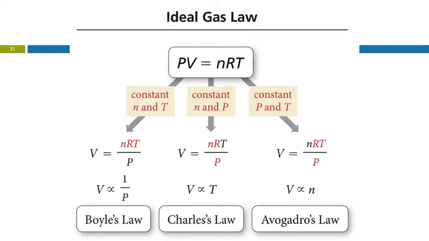This is just a graphic from your textbook showing how the different laws, Boyle's, Charles's, and Avogadro's law, come from the ideal gas law. So for Boyle's law, we're keeping n and T constant, so they're not changing. So n and T can get lumped in with the proportionality constant, and you've got volume is proportional to 1 over P. And similar for Charles's law and Avogadro's law. For those of you that enjoy proofs in mathematics, you'll appreciate this. If you don't like it, it's okay. You don't have to know it that way.